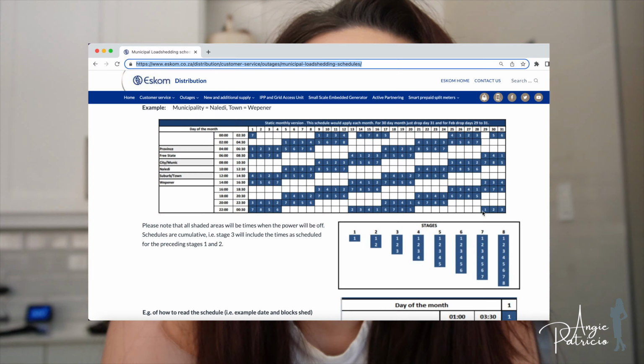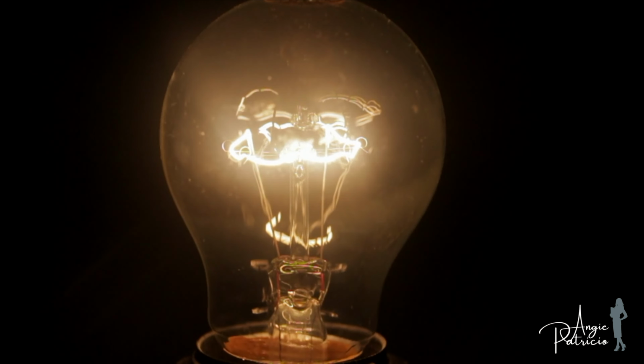The way that this schedule was planned out for the South African economy is that it ranged from stage 1 to stage 8. Stage 1 being the least amount of power outages that you can expect within your area, and stage 8 being the most amount of load shedding that you can expect.